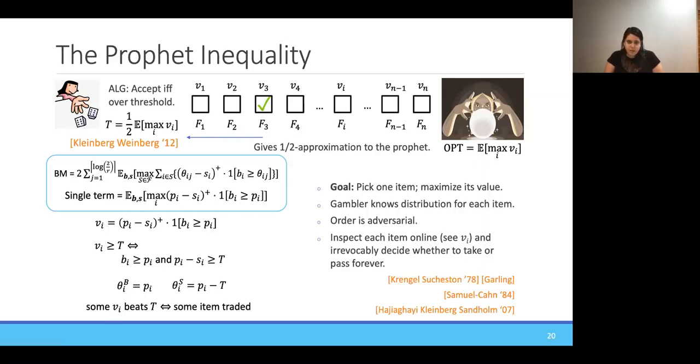Does that make sense? If we set these prices, then there's some I that's willing to trade. And so if some I is willing to trade, if some I beats its threshold in the profit inequality, then you're good to go. So this is a mapping. Questions? I see confused looks.